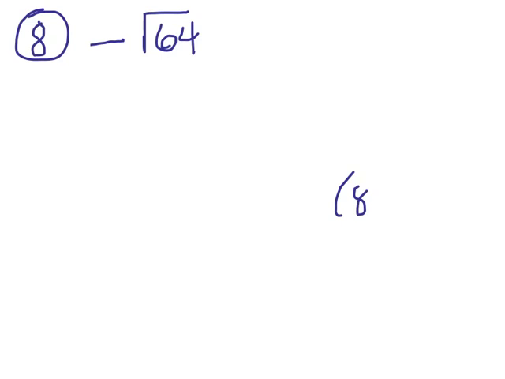Let's look at number 8 first. And we kind of go in a certain order here. All right, on number 8, I have the negative square root of 64. Here's what they're telling me. First of all, what is the square root of 64? 8. 8 times 8 is 64, right?